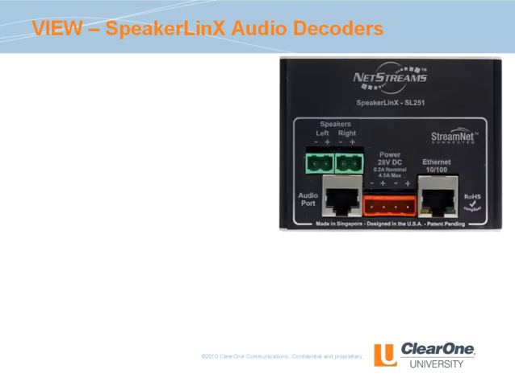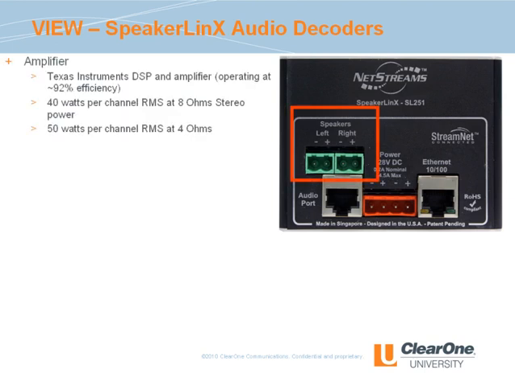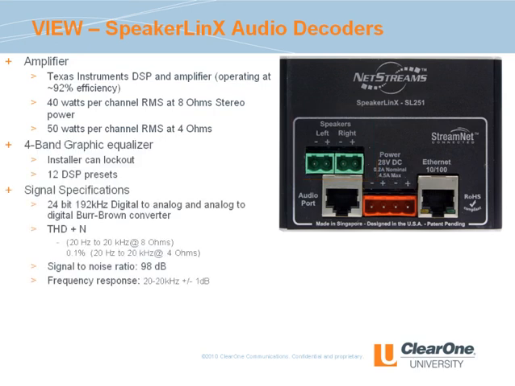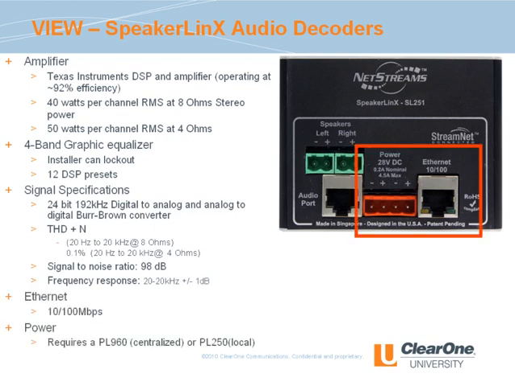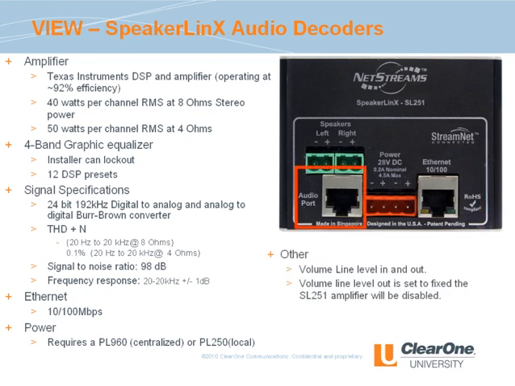The SL251 is very similar to the SL9250 with a few exceptions. The amplifier provides 50 watts per channel at 4 ohms and 40 watts per channel at 8 ohms. It sports a 4-band graphic equalizer and has the same signal specs as the SL9250. The SL251 is typically powered by the PL960, and it requires a PL250 if you're using a local power supply. The SL251 supports EIM products, allowing the same line level in and out features as the SL9250.